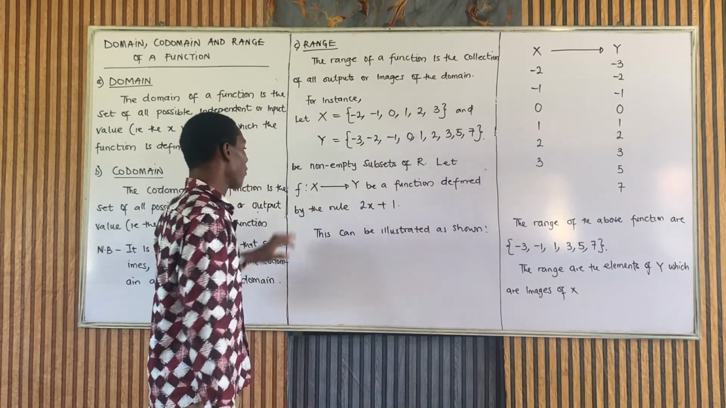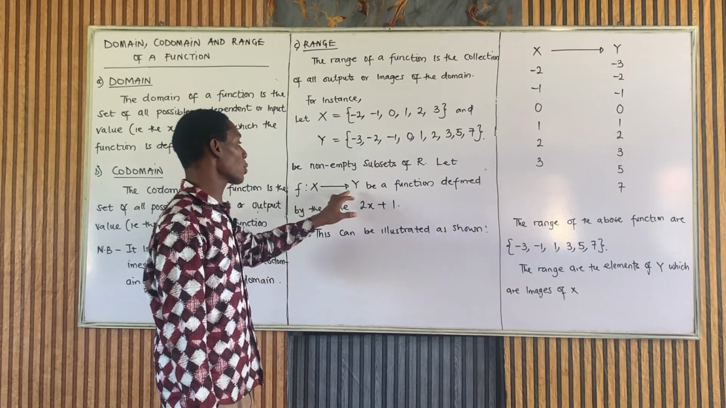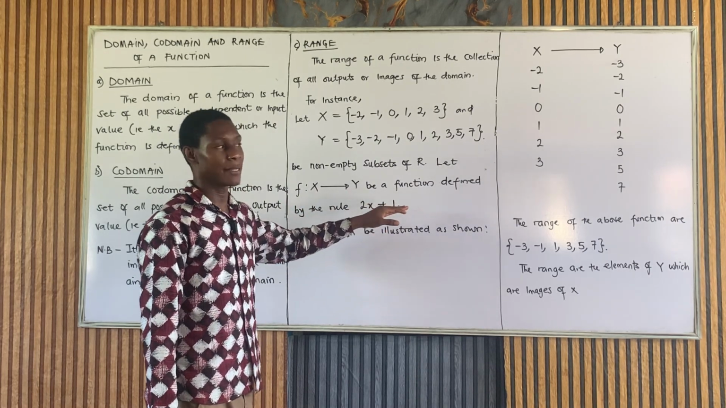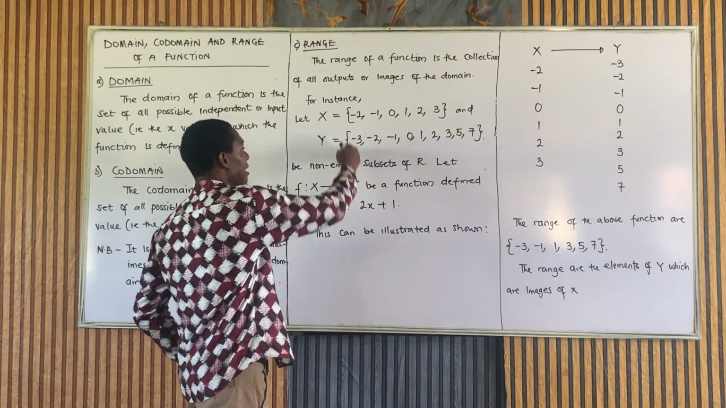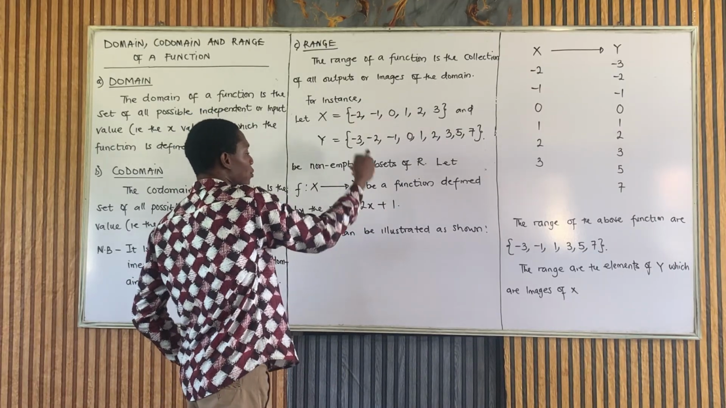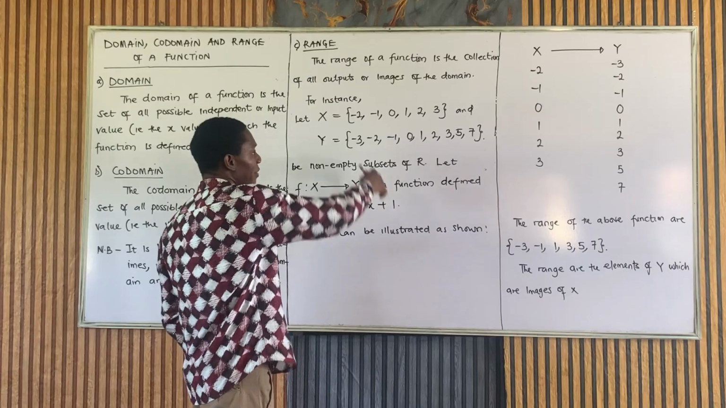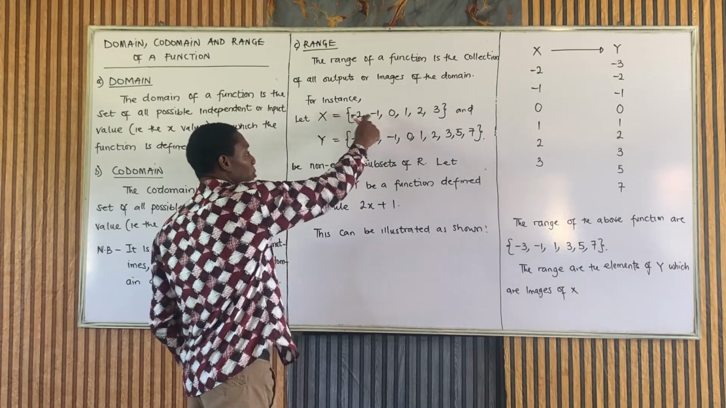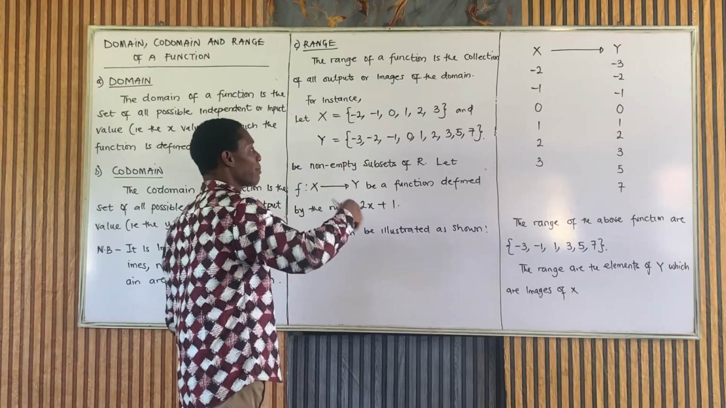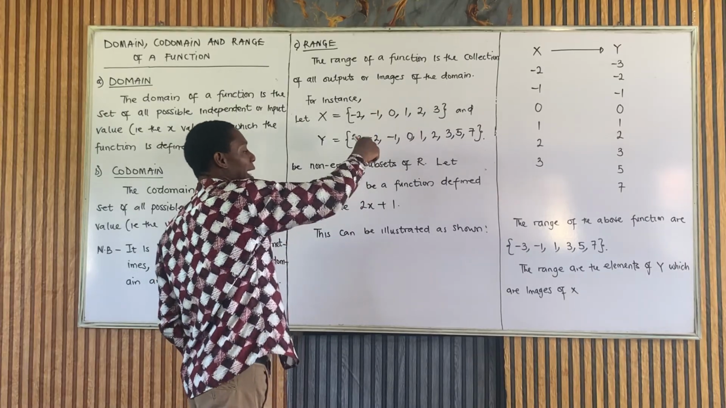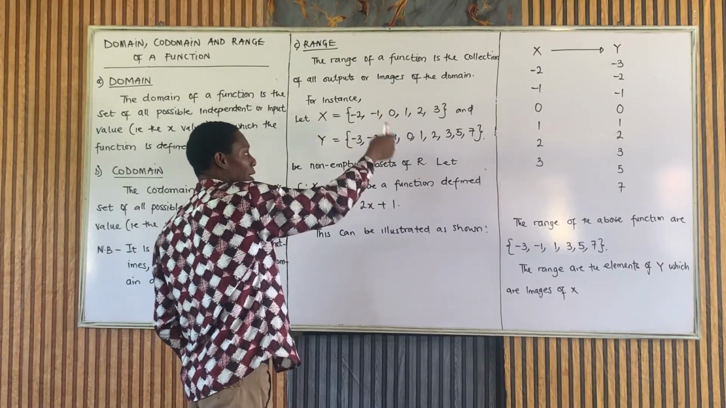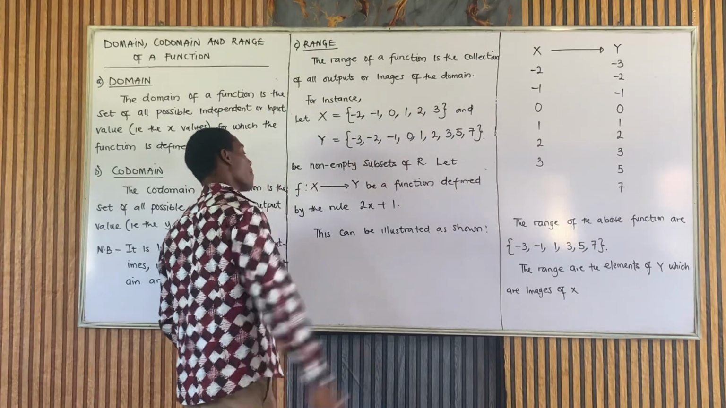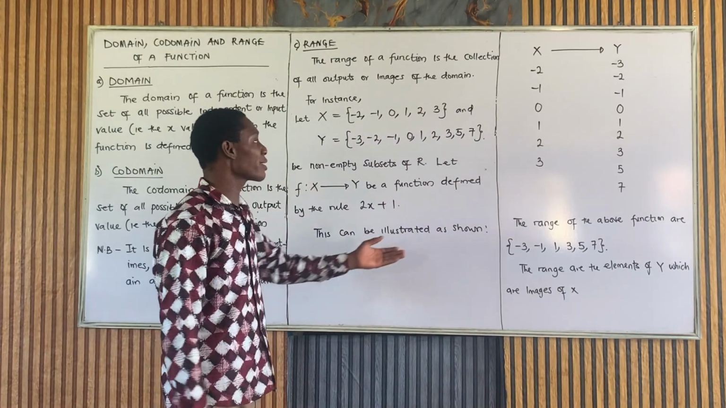Now let f, a function from X onto Y, be a function defined by the rule 2x + 1. It means that we take everything in this X, multiply it by 2 and add 1 to it. If you take the first one, multiply by 2 and add 1, you get -3. Take this one, multiply by 2 and add 1, you get -1. Take this one, you get 1. If you work on this, you will have 3. Work on this, you have 5. Work on this, you have 7. Take note.